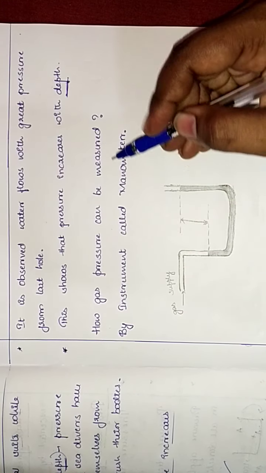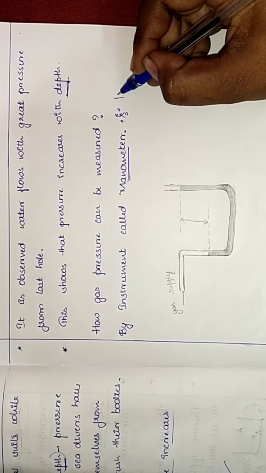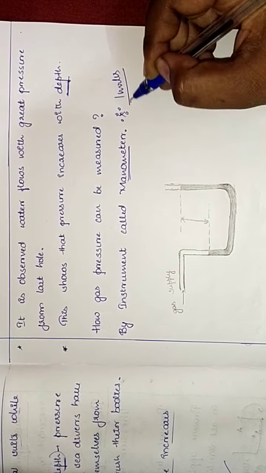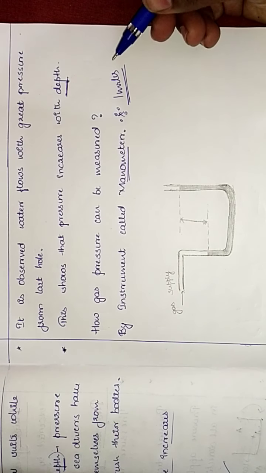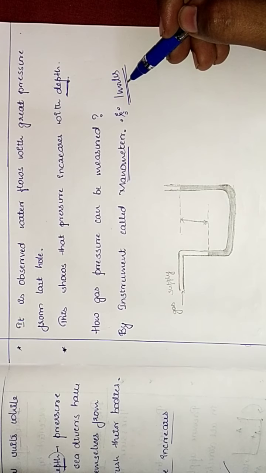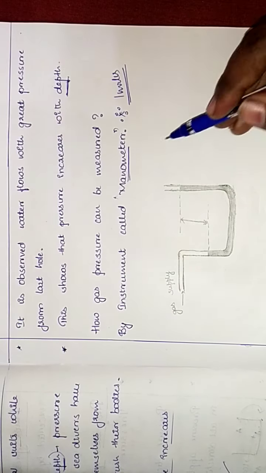It is measured by the instrument called manometer. This is very important, children, and this will be asked for 1 mark. Which is the instrument used to measure gas pressure, which is very important and will be asked for 1 mark. It is the manometer, we call it a manometer.